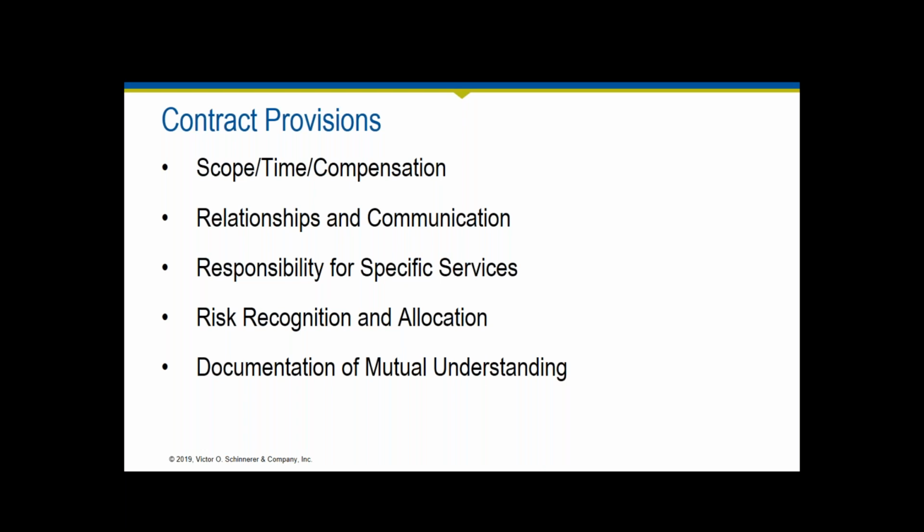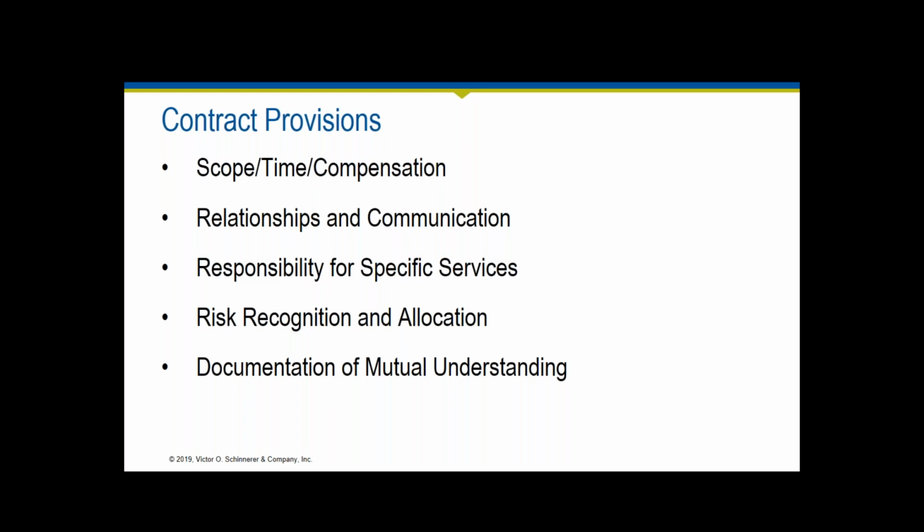It spells out the scope, responsibilities that you have, what your time obligations are, and what that compensation element that the client is supposed to provide to you, because that's part of the bargain for exchange. It sets out the relationships and communication protocols between you and your client. You need to be able to say who's responsible for specific services, if you need to rely on information provided to you by the owner or by the owner's other consultants. That needs to be spelled out.